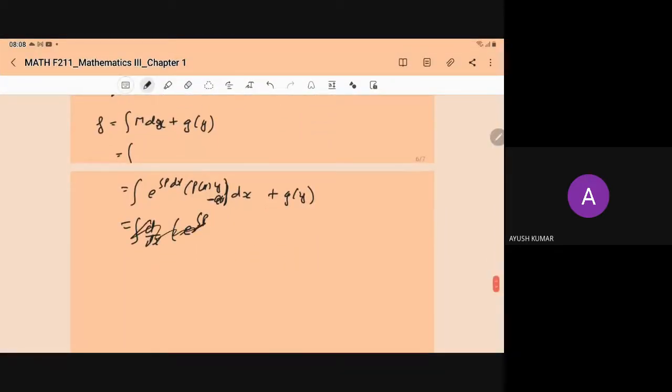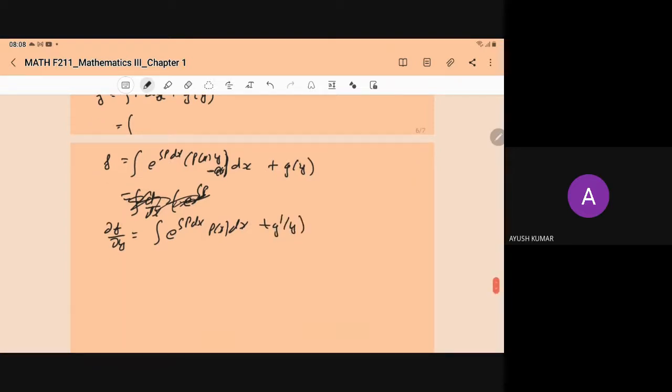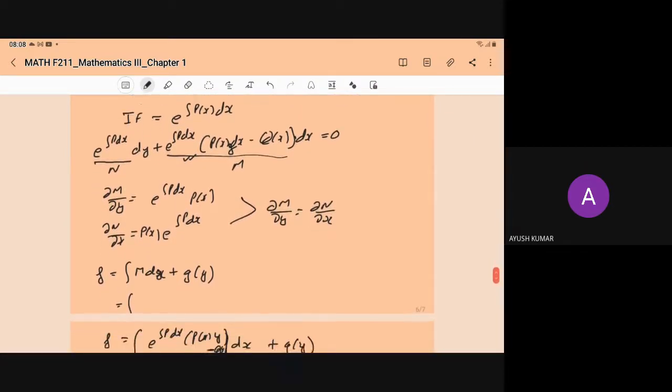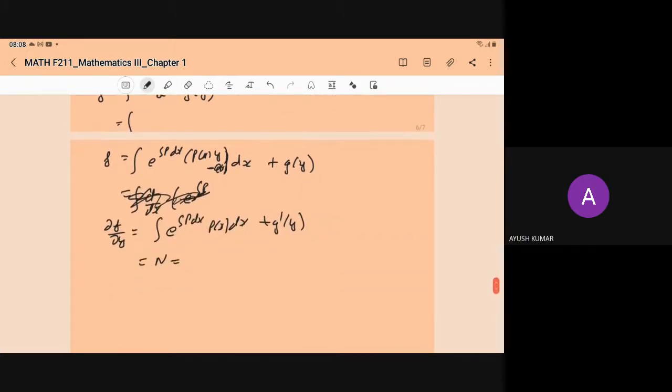so here this is your f. So if you compute the del f by del y from here, so it will come integral e to power integral P dx into P(x) dx plus g dash y, and this is equal to N, and N we have assumed as an updated N, is e to power integral P dx. So that is your N. So this can be written as, yes.